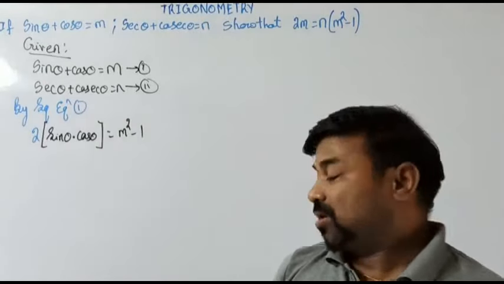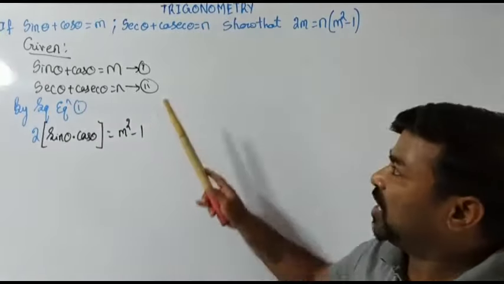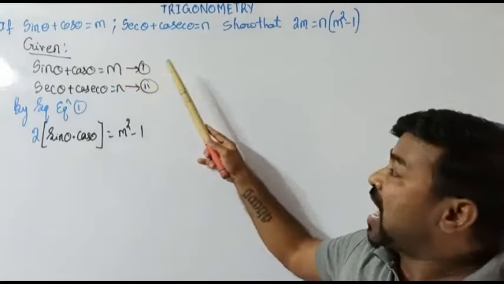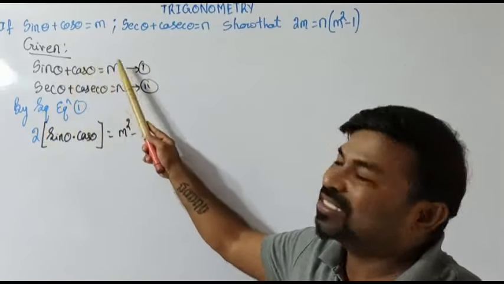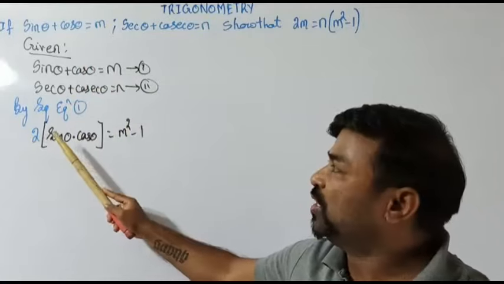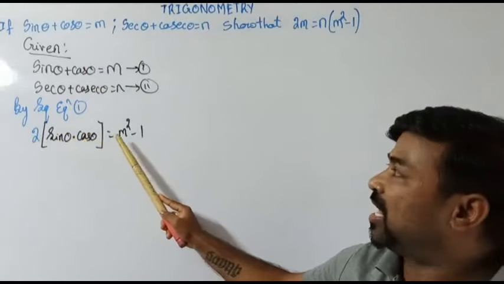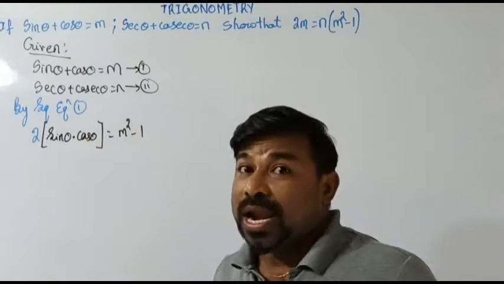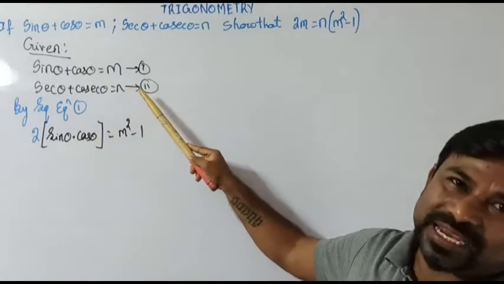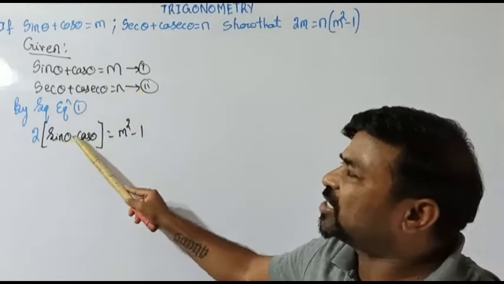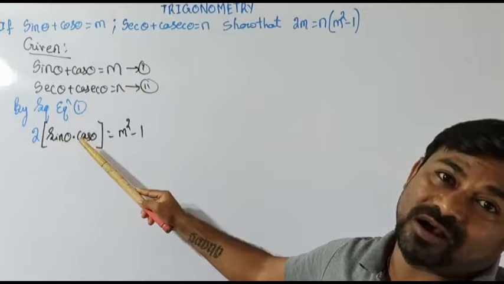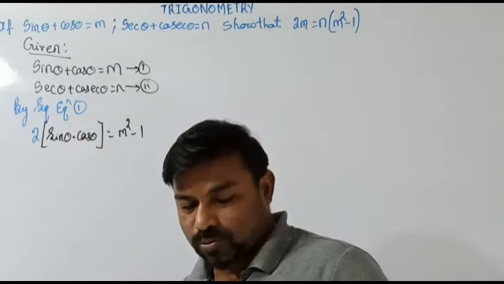Yeah, so let's see here. Now, just now what we have done, we have taken equation 1 and squared both sides, and we got the answer 2 sine theta cos theta = m square minus 1. Now, let's work on the second equation. Just now I said what has to be in the place of sine and cos, what values we are supposed to plug in.